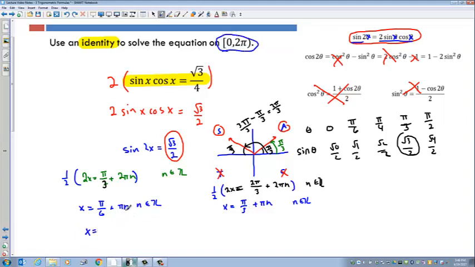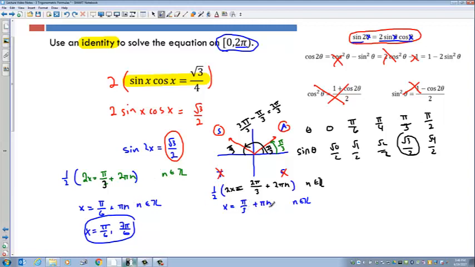So if n is 0, you're just going to get pi over 6, because this term is going to go away right here. Then if n is 1, you're going to add pi to it. So pi plus pi over 6 is 7 pi over 6. So those are the two answers there. If n is 2, then you have 2 pi plus pi over 6, which again is too big. It'll be outside 2 pi. If you start with 2 pi and add something positive to it, it's bigger than 2 pi.